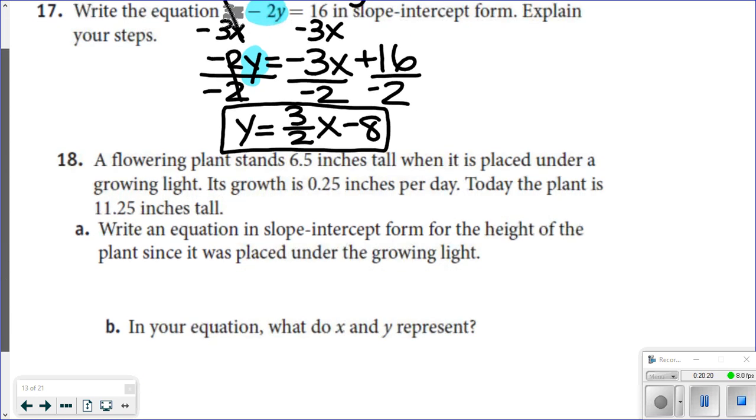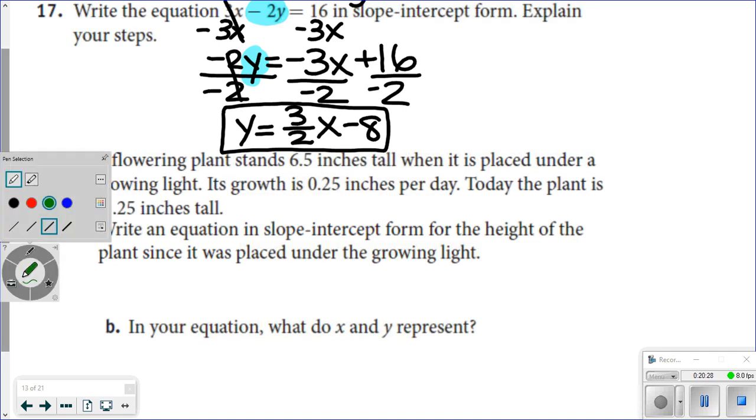So what's the slope here? Your slope is the coefficient in front of x. So I'm going to highlight it in green. It would be 3/2, 3 divided by 2. What's your y-intercept? I'm going to highlight it in blue. It would be -8. Good job.